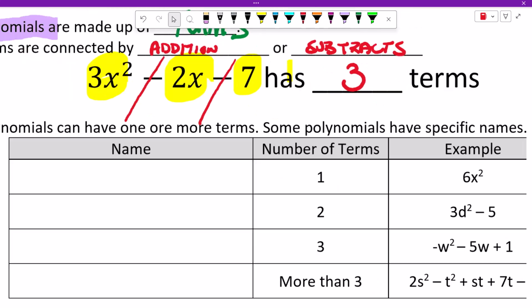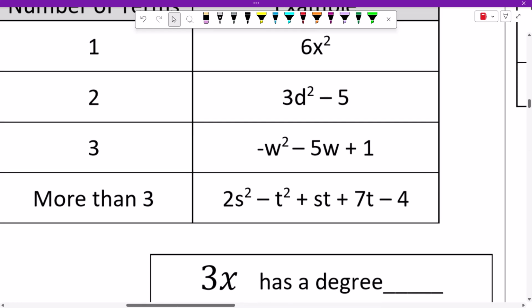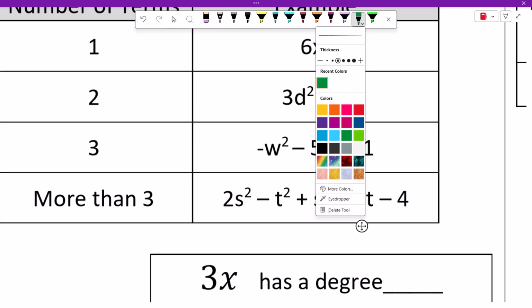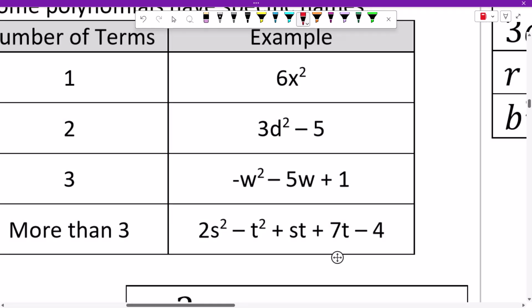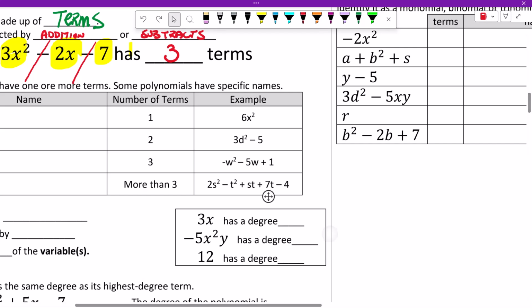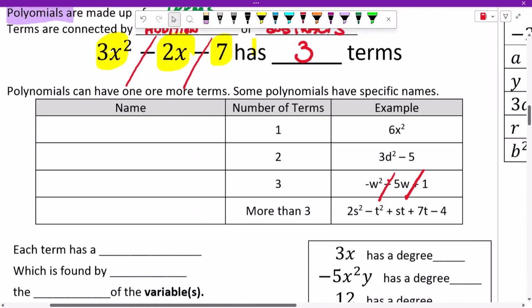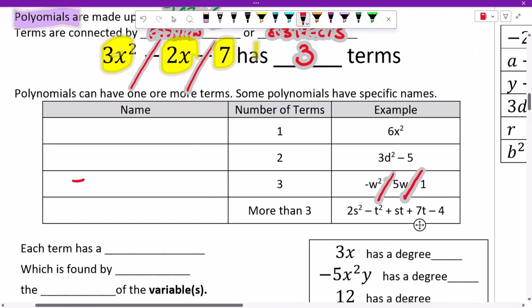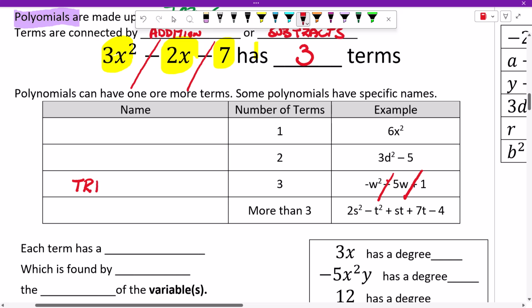So looking at this example here, if I split at the plus signs and the minus signs, I split here. Oops, that moved on me. Come on. There we go. We're going to split here, and we're going to split here. That gives us 3 parts. So anything with 3 parts, it's called a trinomial.